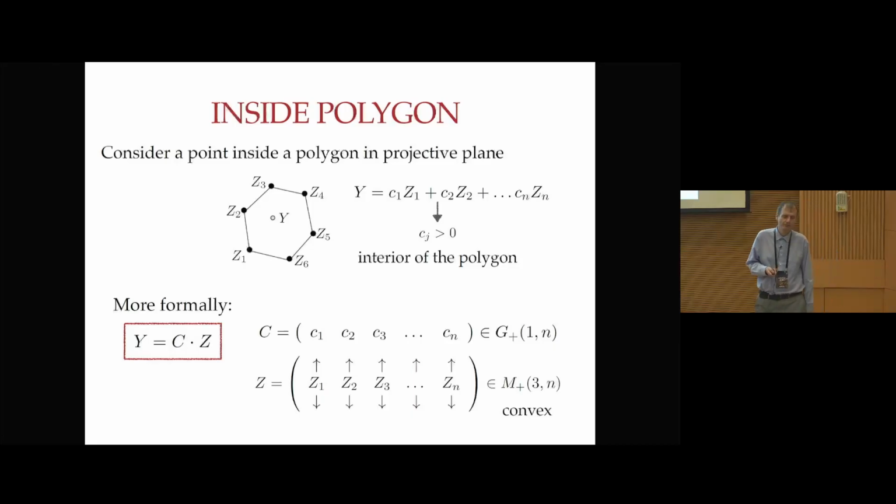And formally, we can then write the interior of the polygon as a linear combination of these vertices with positive coefficients. We can also write it in the matrix representation as C dot z, where c's are these coefficients. Here, we write it as a 1 by n matrix, and z's are elements of this 3 by n matrix of external data, these momentum twisters.